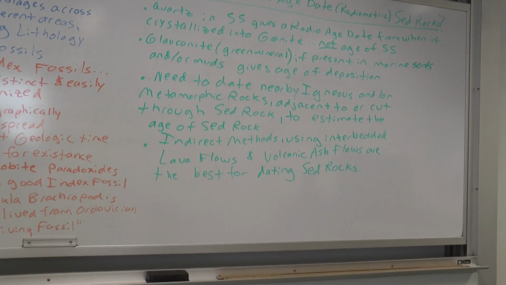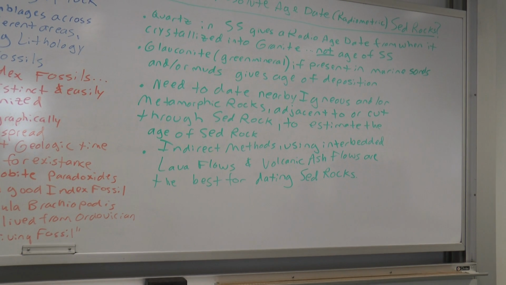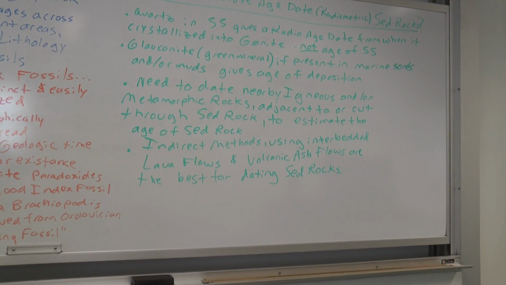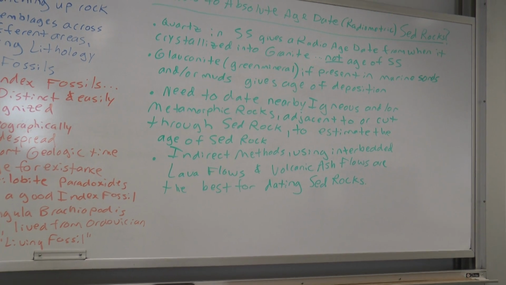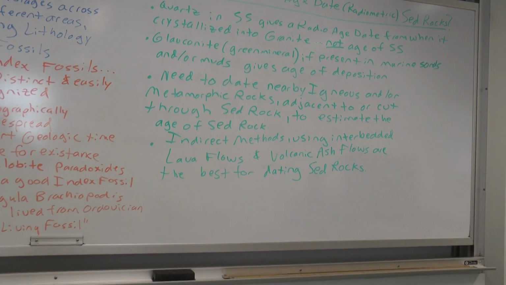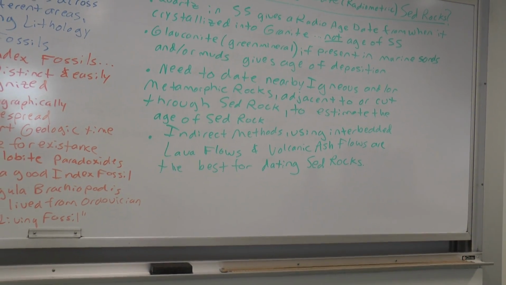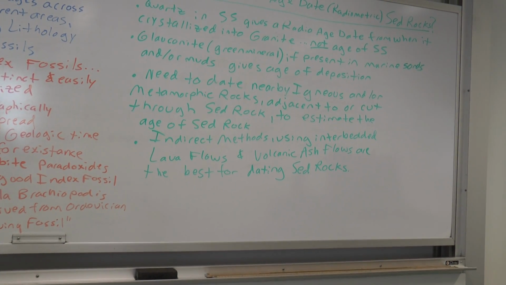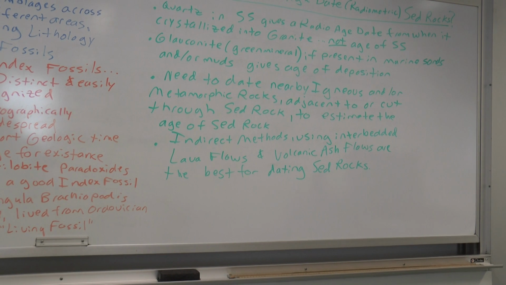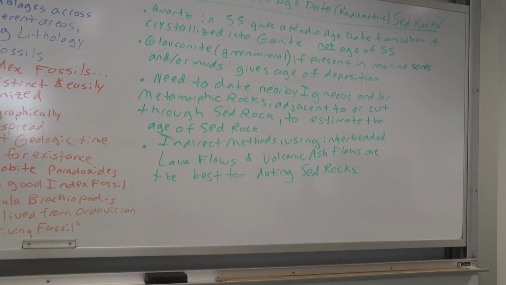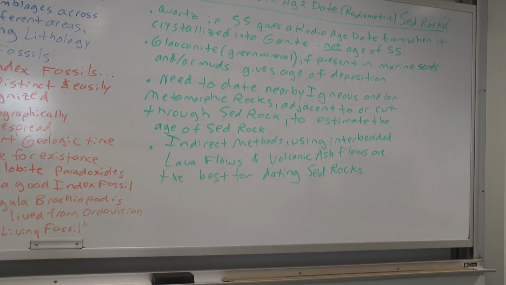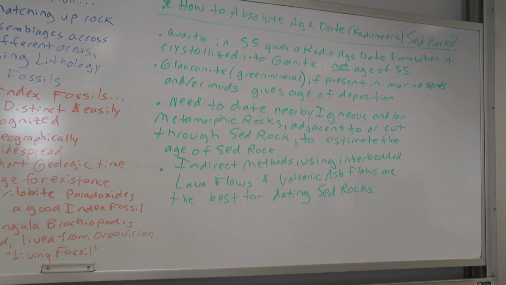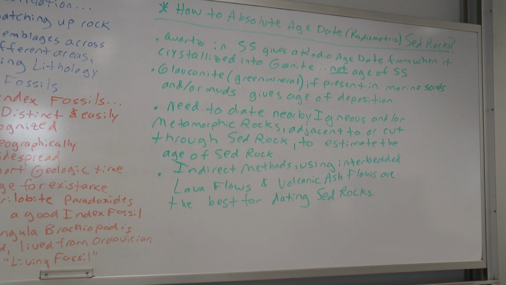So, last bullet here: basically it takes indirect methods, okay? You hope that in the sequence of sedimentary rocks you're studying, you have interbedded lava flows from the past or interbedded volcanic ash flows from the past. If you have that here and there within your sedimentary rock sequence, you can take those samples and send them away for radiometric dating, and that can help you to narrow down the age date of sedimentary rocks.